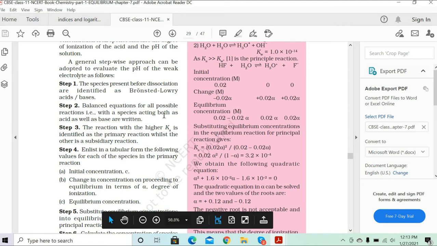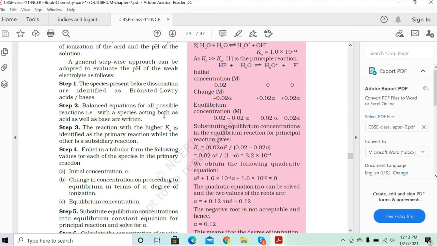Next, second, the balanced equations for all the possible reactions, with the species acting both as an acid as well as a base, are written. So basically you need to write the chemical equations or the balanced equations for the reactions. Third thing is the reaction with the higher Ka is identified as the primary reaction while the other is a subsidiary reaction. So the reaction with the higher Ka value, the higher equilibrium constant, will be considered as the primary reaction.